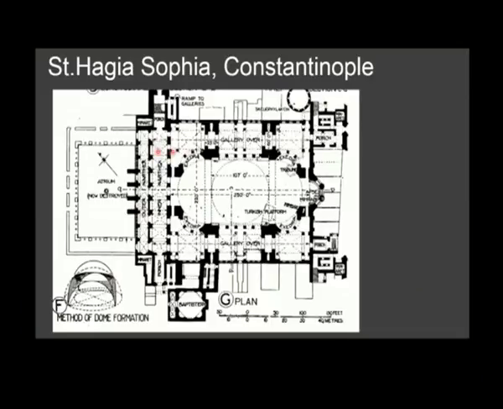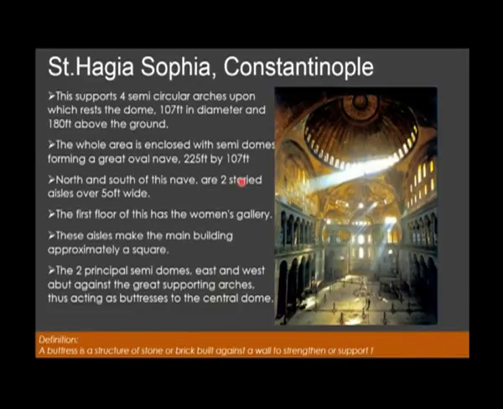What you see here is a huge dome in the center, and there are small domes on the sides. There are two principal semi-domes in the east and west, and they abut against each other for the great supporting arches, and that forms the buttress. A buttress is a structure made of stone or brick which supports against a wall.